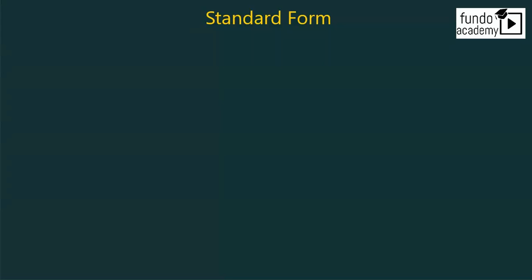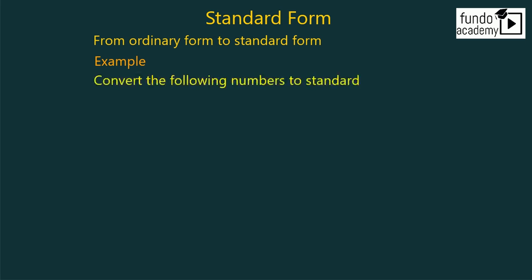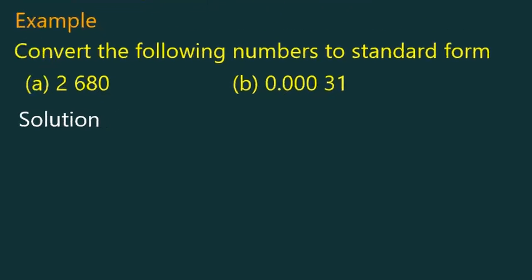In this video, we're going to be learning how we can convert a number from ordinary form to standard form. We're going to be using an example to learn how we do that. In our example, we want to convert the following numbers to standard form. On part A, we have 2680, and on part B, we've got 0.00031. Let's quickly go on to the solution, the working.